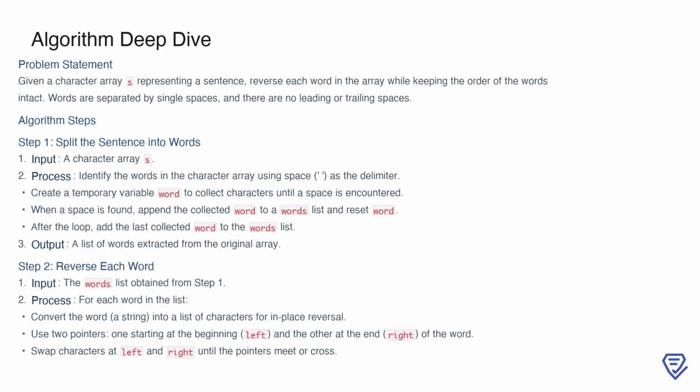Next, we focus on reversing each word. For this, every word in the list is converted into a list of characters, allowing in-place modification. Using the two-pointer technique, we swap characters from the start and end of the word, moving the pointers inward until they meet. This ensures each word is reversed efficiently, setting us up for the reconstruction phase.